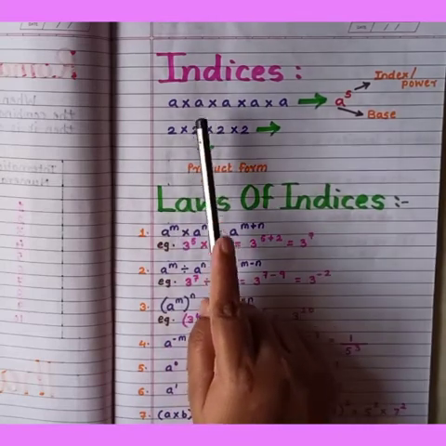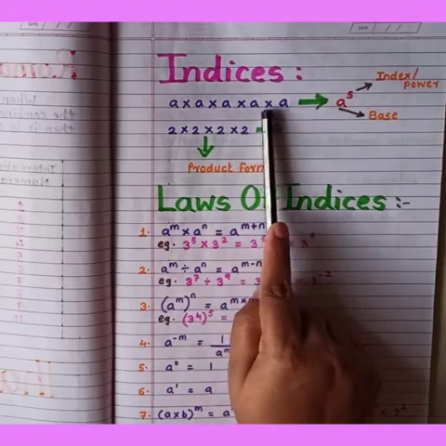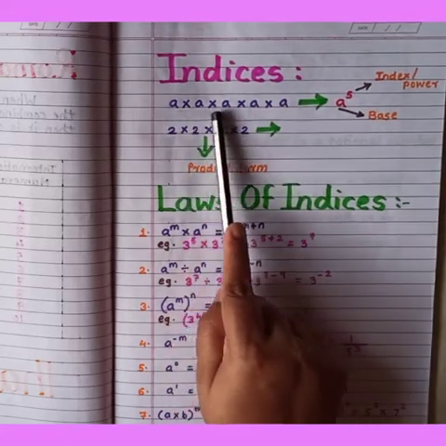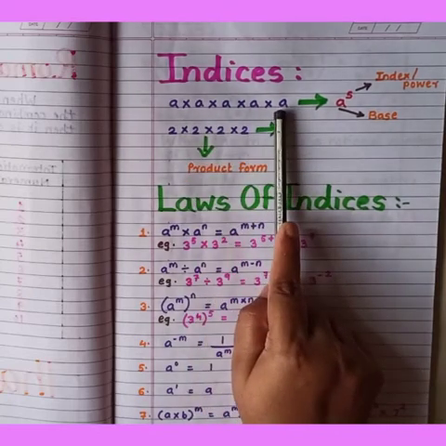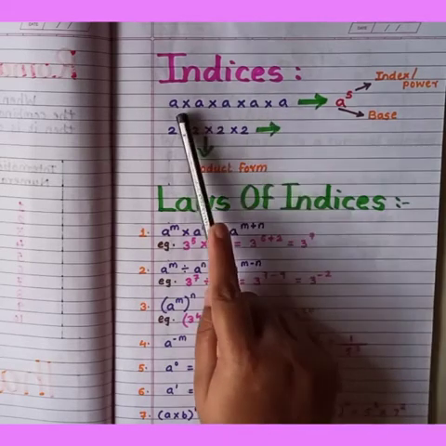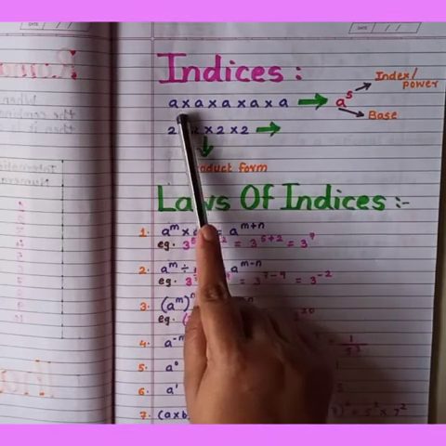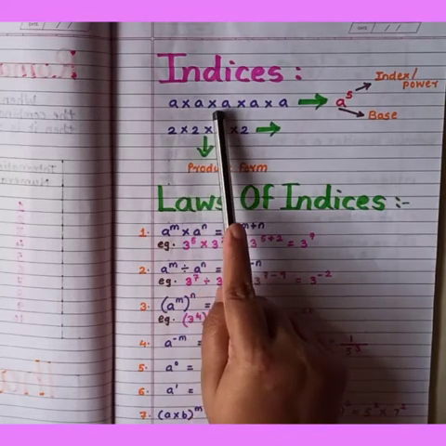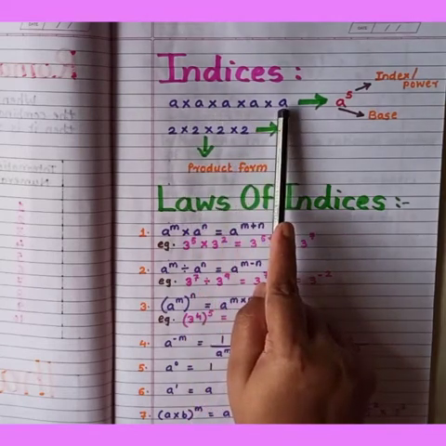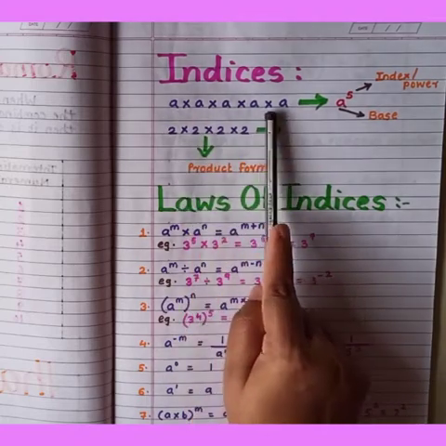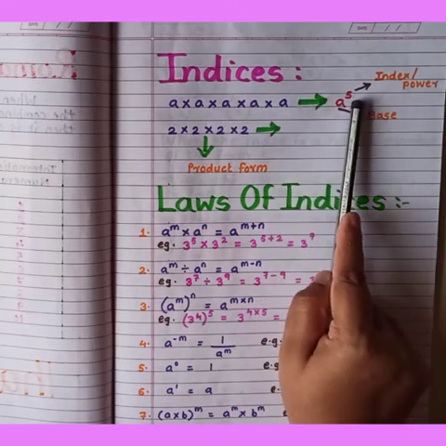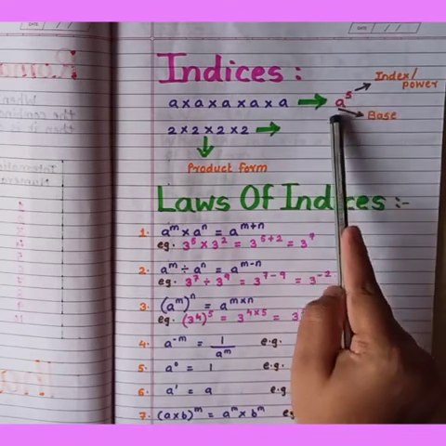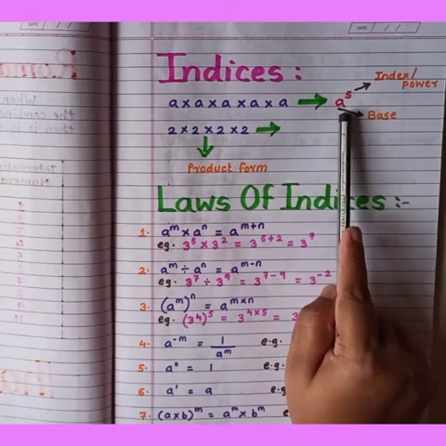Now let us recall. Students, can you see here? Here you can see one expression is written. Now what can you observe from this? See here, A is written 5 times. So this big expression we can write in a short form as a raised to 5. This form is called indices form.